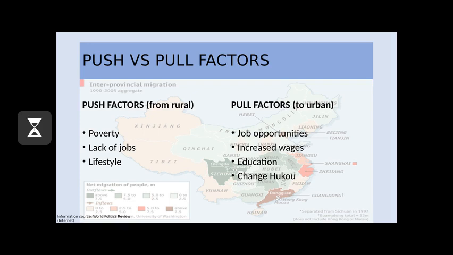Better jobs with higher paying wages can be found in cities, and there's also the possibility to change the hukou for the family. Additionally, younger people might move for better education. Even though there are sacrifices for moving, many people think the positives outweigh them. As the picture shows, there's an eastern migration trend from rural China to the cities on the coast.